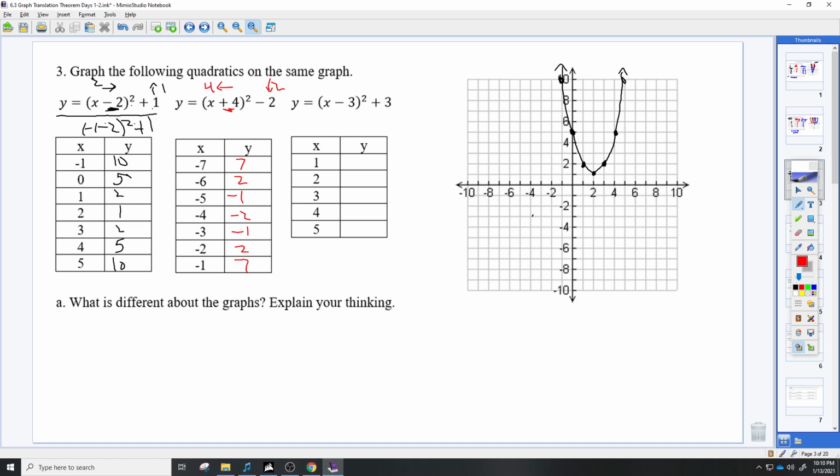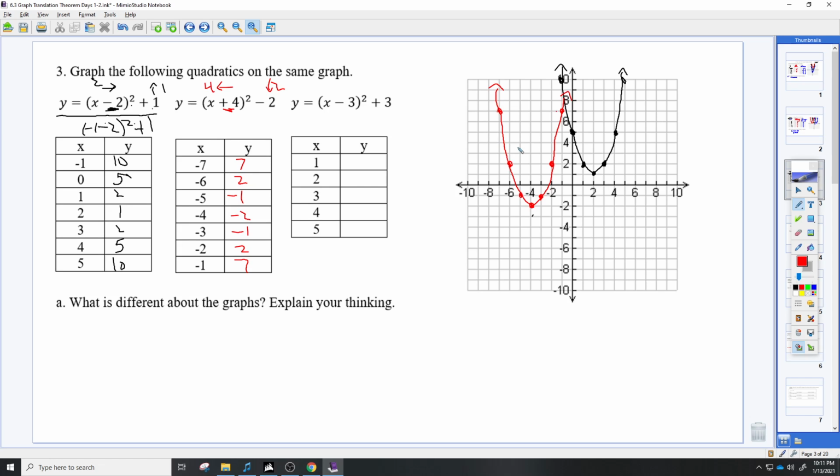Negative 7 is 7 here. There we go. Negative 6 is 2. Negative 5 is negative 1. So it comes down here now. Negative 4 is negative 2. Negative 3 is negative 1. Negative 2 is 2. And negative 1 is 7. Okay, then we go something like this.